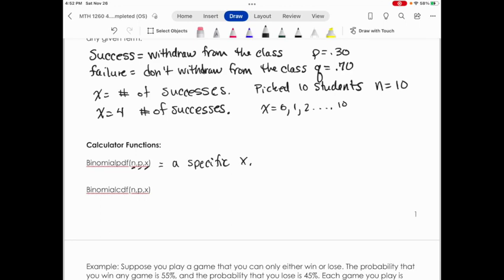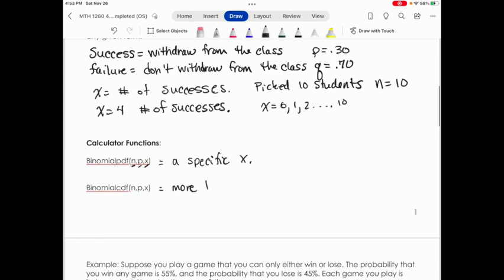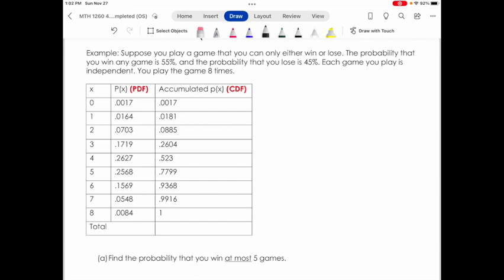Now, the difference between the PDF and the CDF is that the PDF is for a specific X. We're looking at just one value of X, like X is 4, we have 4 successes, or X is 7, we have 7 successes. Binomial CDF is when we are looking at more than one X. I'm going to call that the accumulated probability. So when we're trying to find the probability of more than one value of X, we're going to call that accumulated.